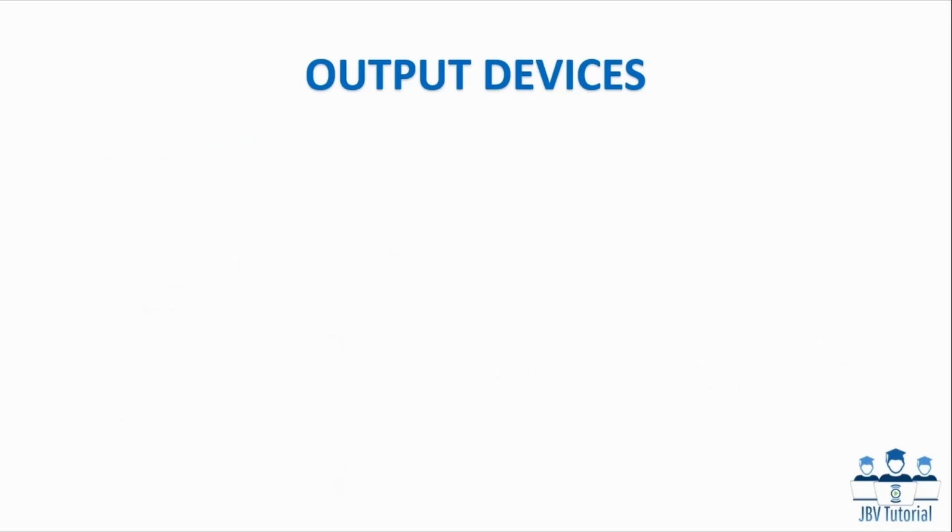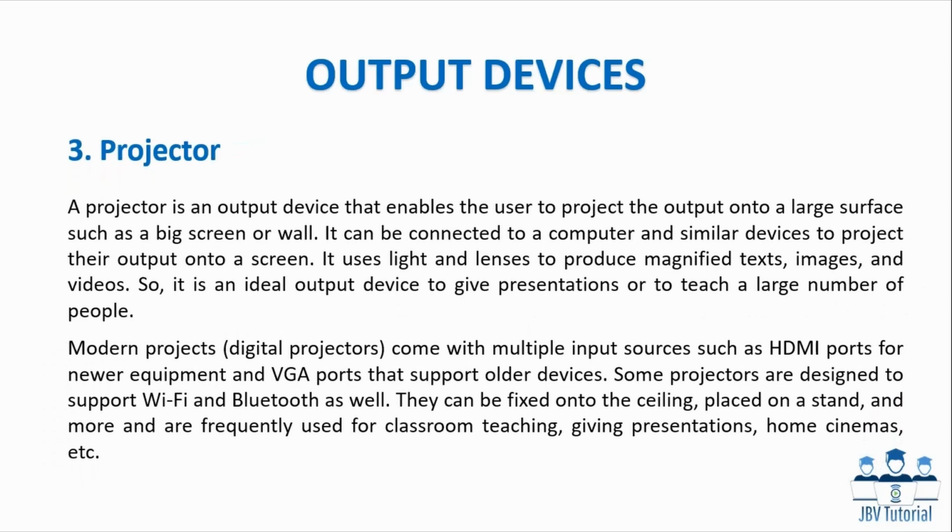The last output device is Projector. A projector is an output device that enables the user to project the output onto a large surface, such as a big screen or wall. It can be connected to a computer and similar devices to project their output onto a screen. It uses light and lenses to produce magnified texts, images, and videos. So, it is an ideal output device to give presentations, or to teach a large number of people.